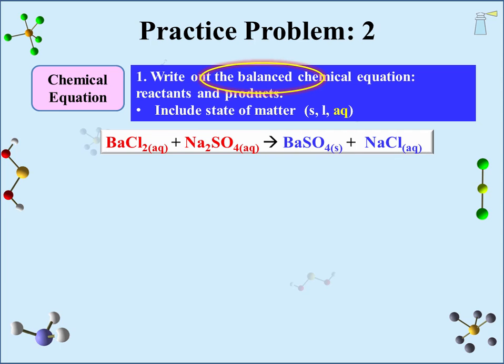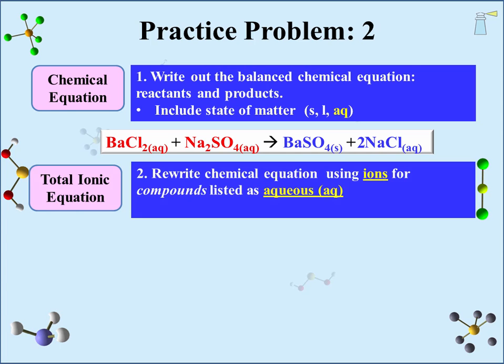The lack of coefficients means we should check. Since this is not a lecture on balancing chemical equations, we will cut to the chase and add a 2 in front of the sodium chloride. Now, that is a balanced equation. Proceed to step 2 and rewrite the chemical equation using ions for compounds listed as aqueous.